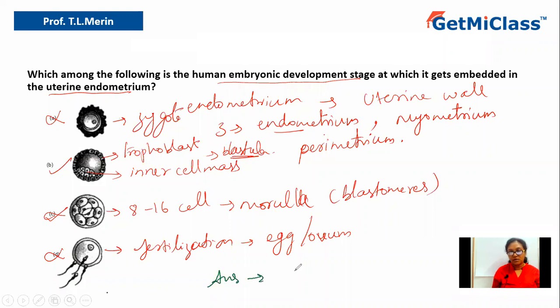Let us conclude. Option B is the correct answer. So at that stage, the embryo will get embedded in the endometrium of the uterus.